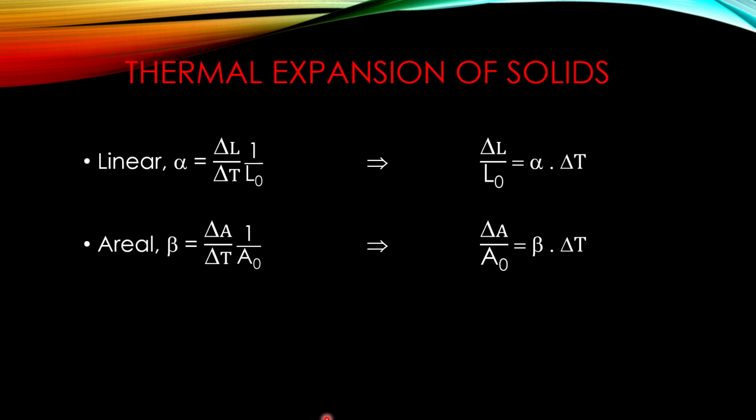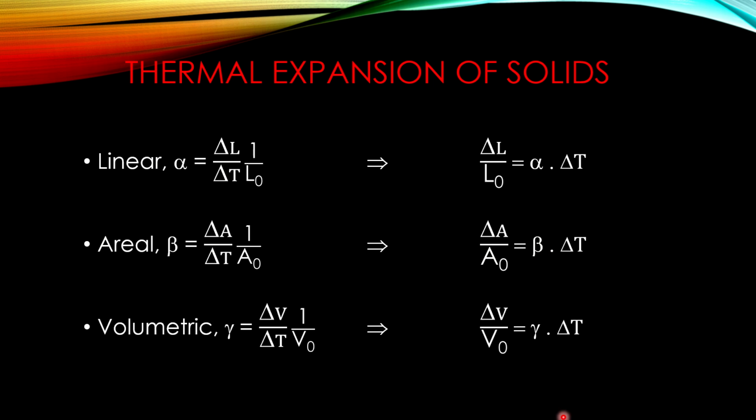Similarly, the areal expression is beta equals delta A by delta T into 1 by A0. A0 is the initial area, and hence the relative value delta A by A0 is beta into delta T. Similarly, volumetrically, gamma is delta V by delta T into 1 by V0, that is delta V by V0 equals gamma into delta T. And here actually we are taking gamma, which is denoted as alpha in our main definition. So actually the volumetric expression, which will be denoted as alpha, will be taken into consideration.